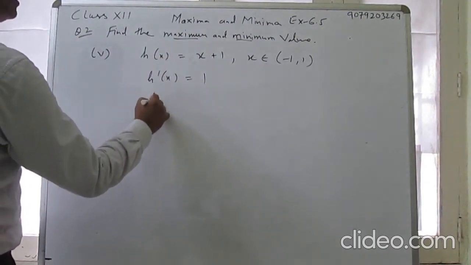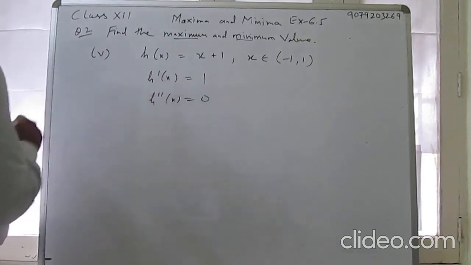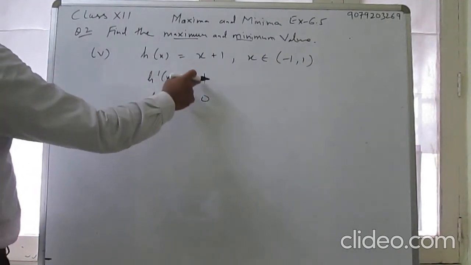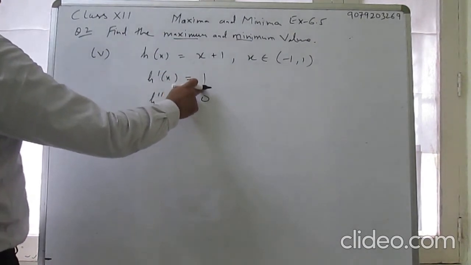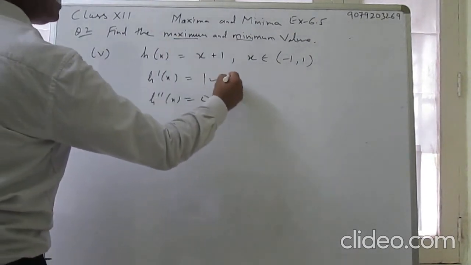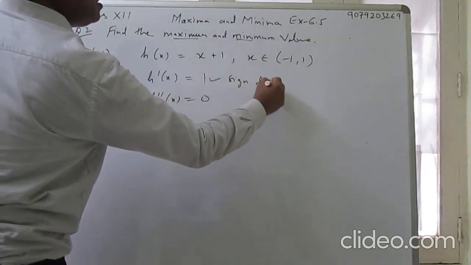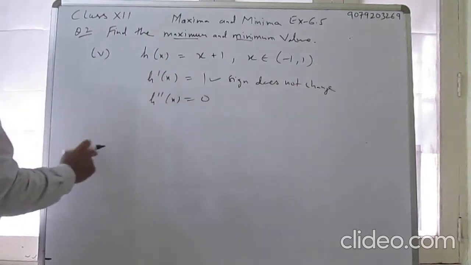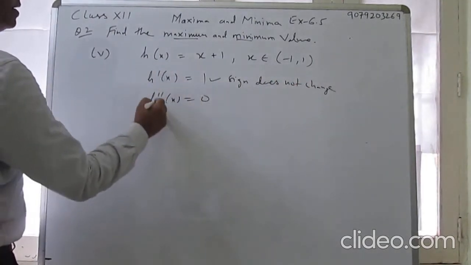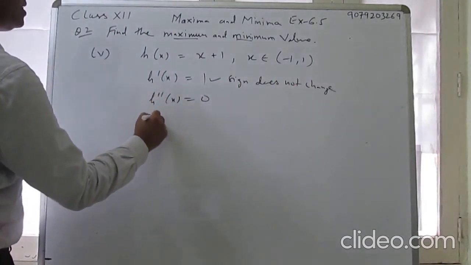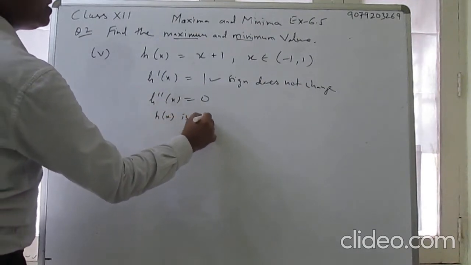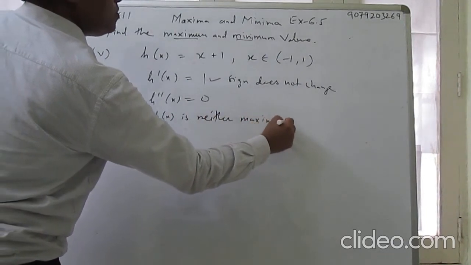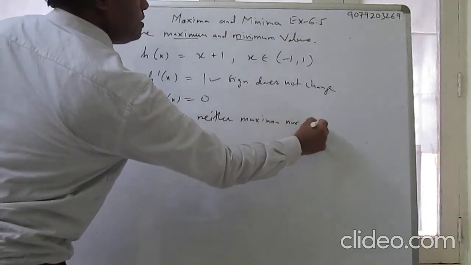If I take h double dash x, it is equal to 0. So when f double dash x is equal to 0, we will use first order derivative. We see that here sign does not change, or f dash x is not equal to 0. It means function h(x) is neither maximum nor minimum.